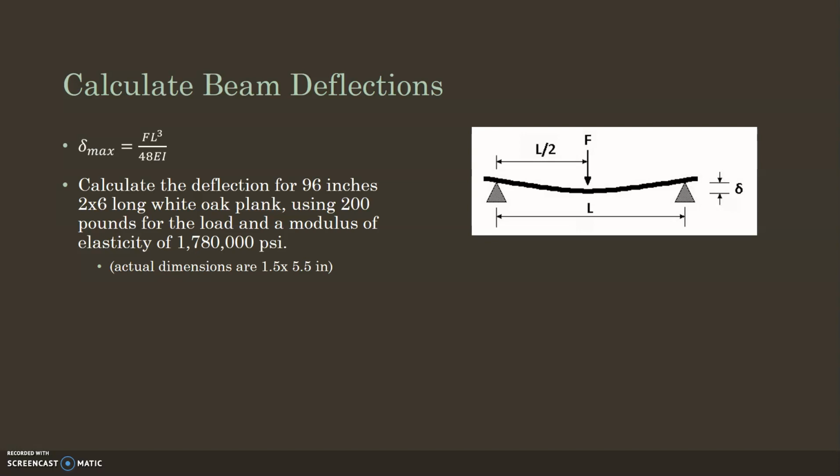Now realize that the actual dimensions of a 2x6 is not 2 inches by 6 inches. It's actually a half inch less on either side. So it's 1.5 times 5.5. So I want you to calculate that now.